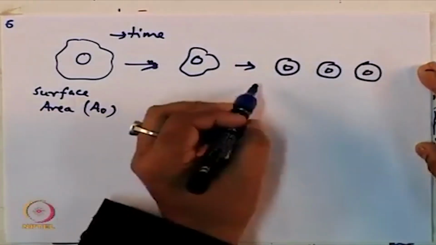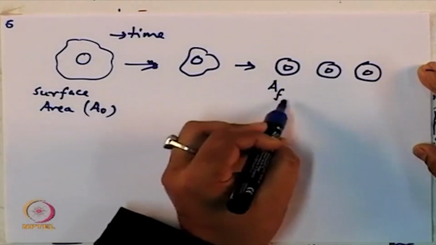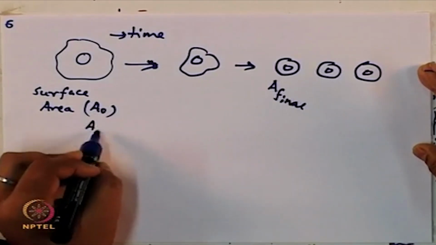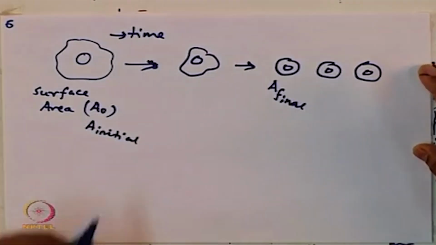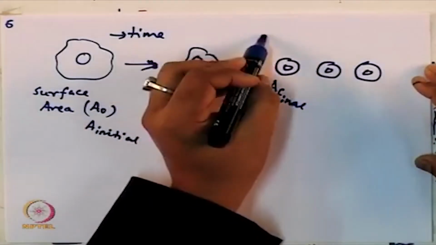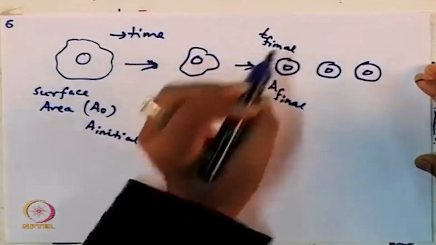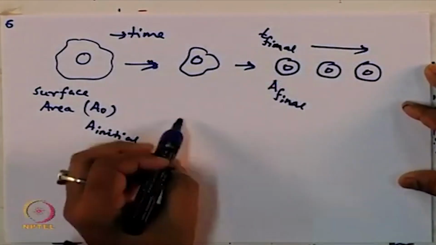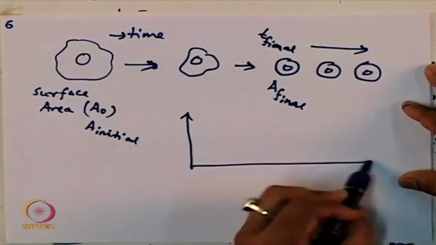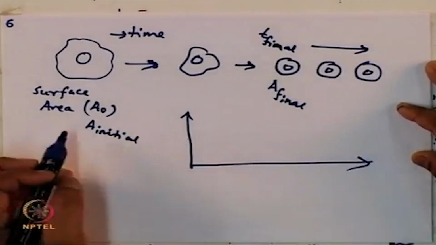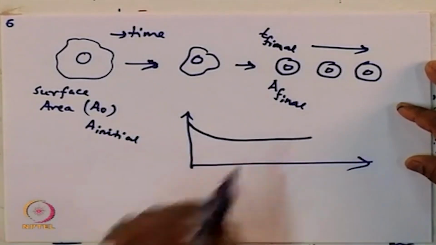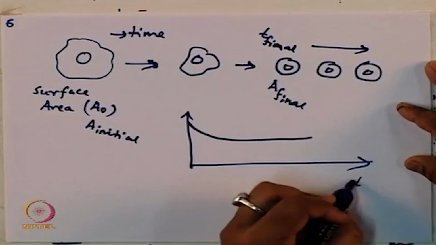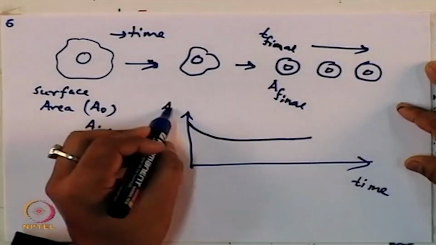If I call this A f or A final, I can also write A 0 or A initial. So, after T final, this is constant. If I were to plot this particular area as a function of time, it will look something like this. This is my time axis, this is my area axis.